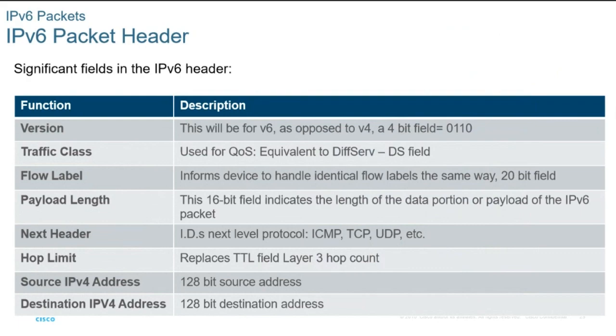Nagkaroon dito ng hop limit. So, ito naman yung replacement ng TTL sa IPv4. So, sa IPv4, yung time to live, TTL, ito naman ay hop limit na napalitan dito. So, this value is decremented by a value of 1 by each router that forwards the packet. And then, also the source IPv6 address and the destination IPv6 address. So, ito yung 128-bit source and destination address.